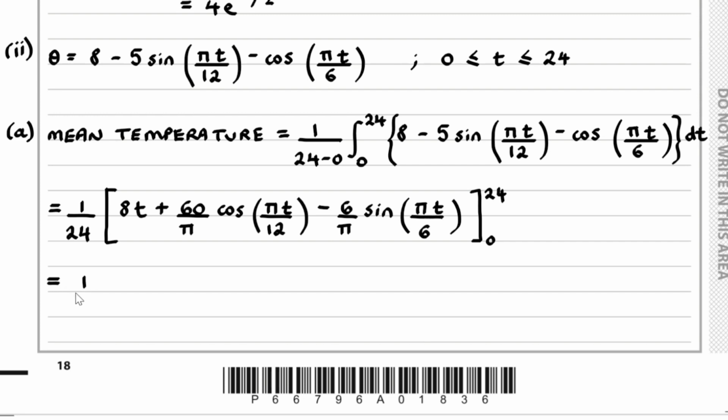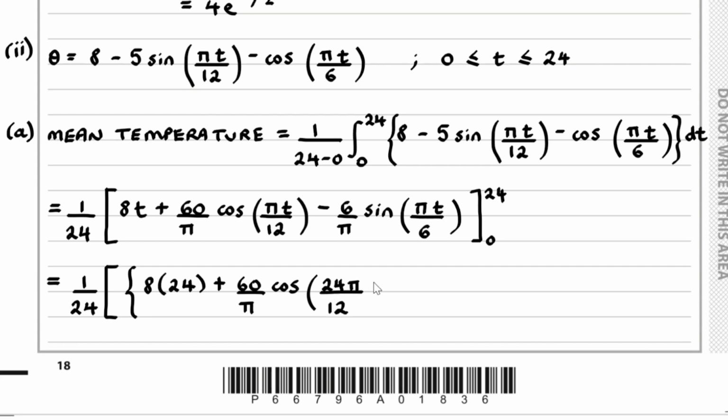So we have 1 over 24 lots of, well, if we retain these square brackets, for our upper limit, we have 8 lots of 24, then we add on 60 over pi, lots of the cosine of 24 pi over 12, minus 6 over pi, lots of the sine of 24 pi over 6.